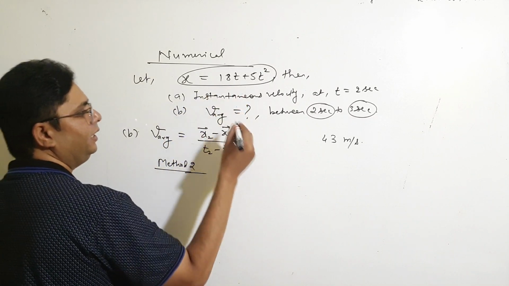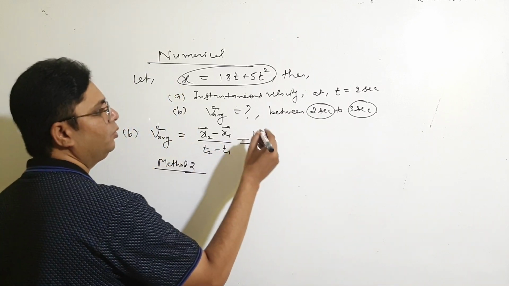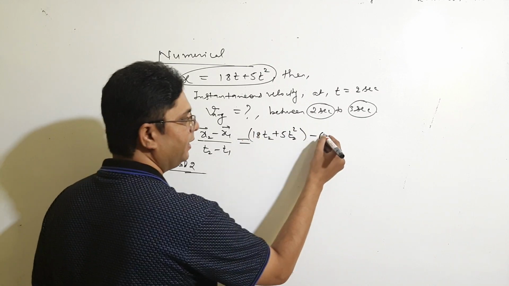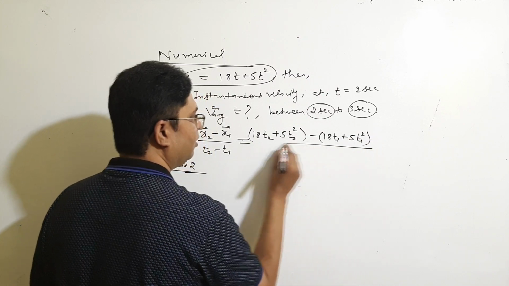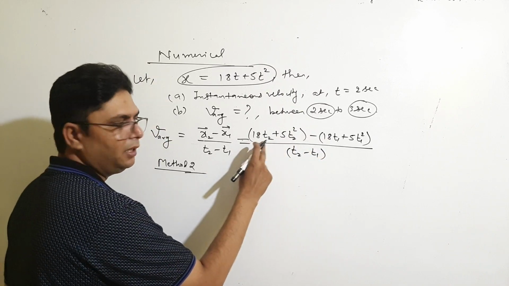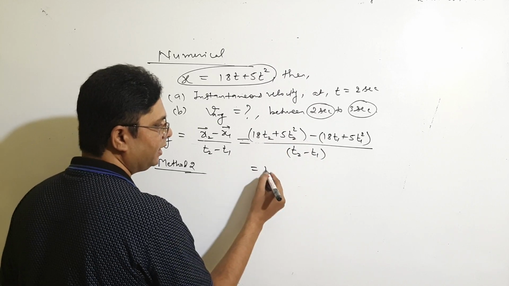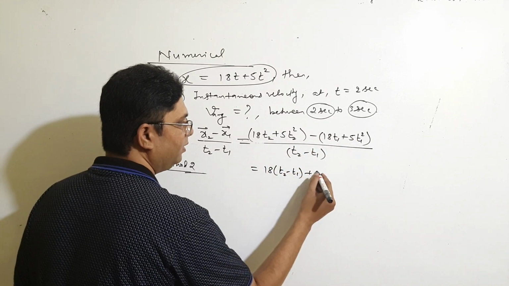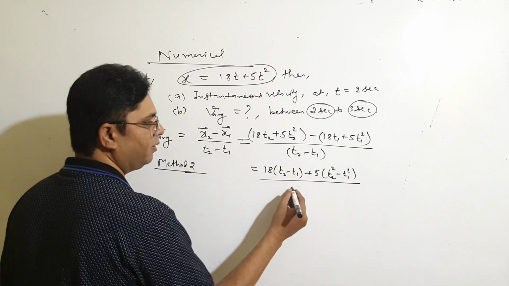x2 is 18t, so you write 18t2 plus 5t2 square, give a minus sign and write here 18t1 plus 5t1 square, whole divided by t2 minus t1. Now these two are written in a single bracket, so 18 and 18 will be taken out, so you have t2 minus t1. These two are in a single bracket, so 5 is taken out, t2 square minus t1 square, divided by t2 minus t1.